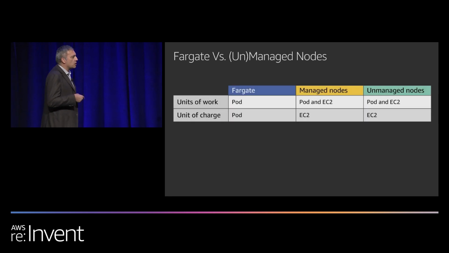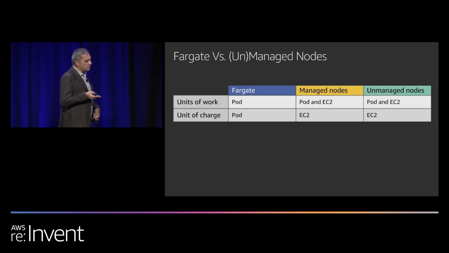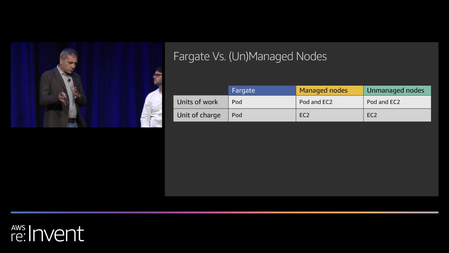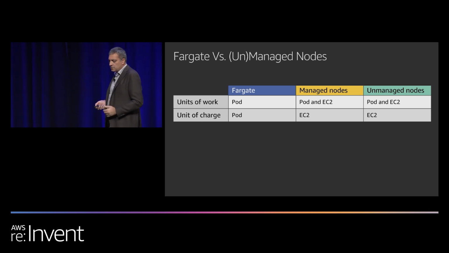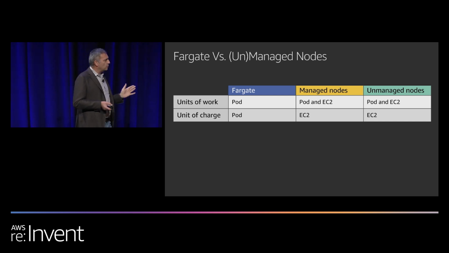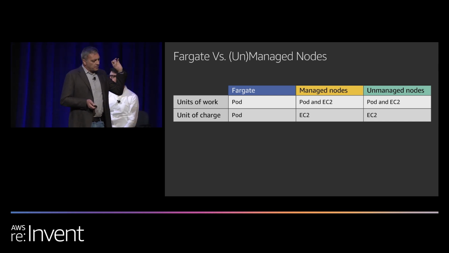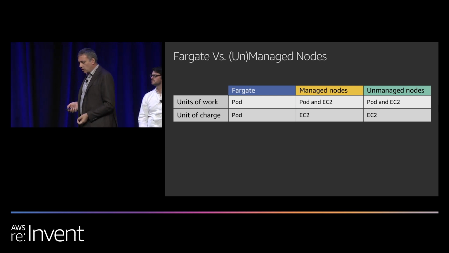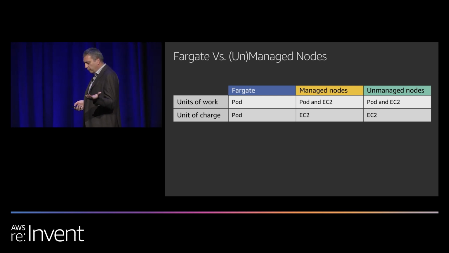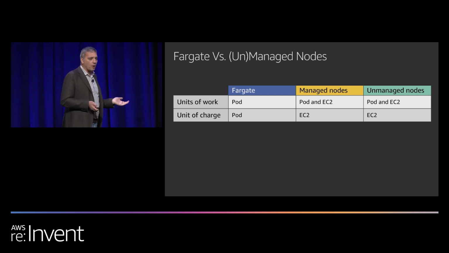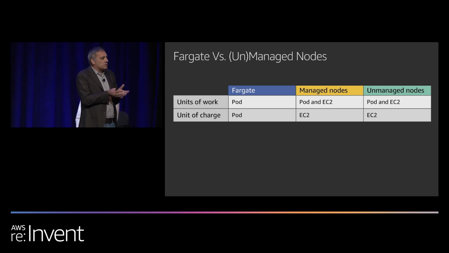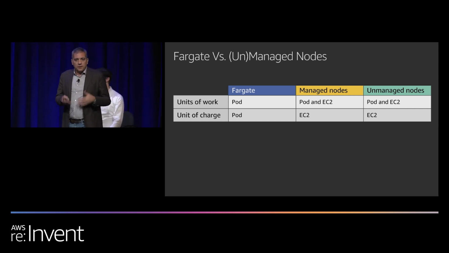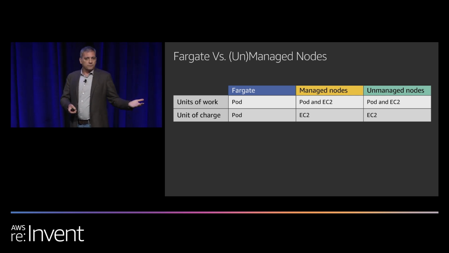So as we started to socialize this with customers, some of them were confused about the difference between managed nodes and Fargate. Nate alluded to some of the things. We wanted to create this small table just to point out what the differences are. So if you think about the unit of work and the unit of charge, for Fargate, they are always the pod, right? Since there is no EC2 instances, the object that you have to deal with is the pod. The object that you get charged for is the pod.